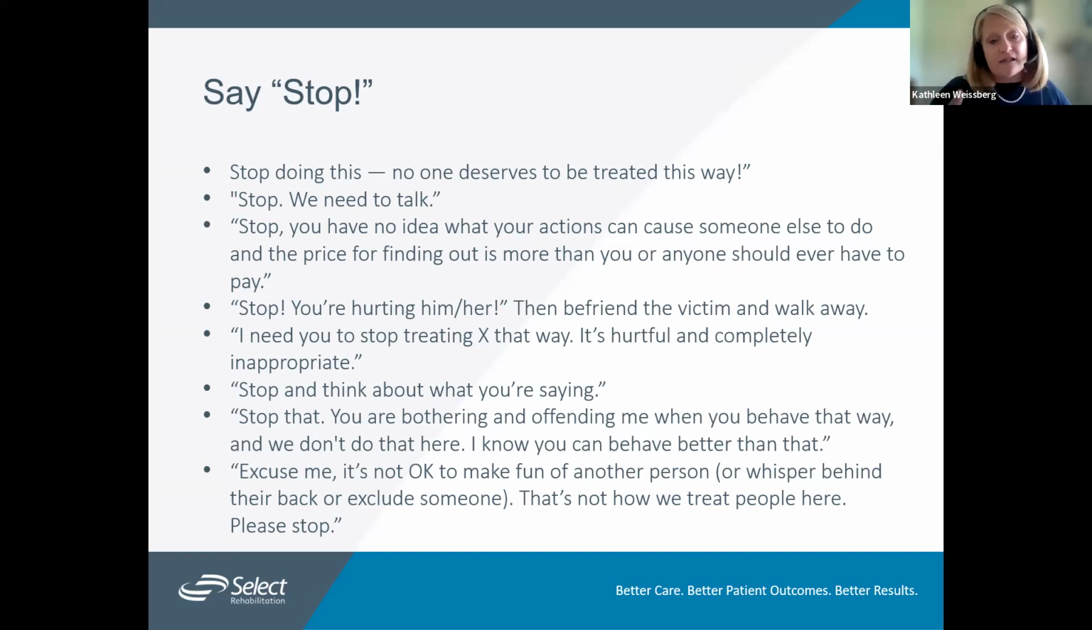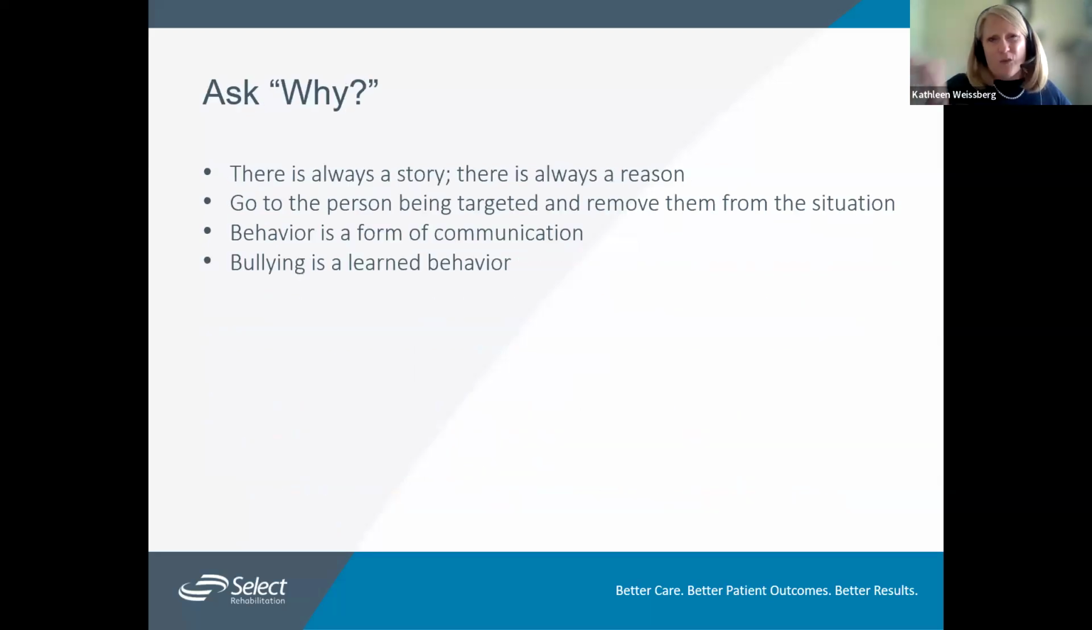What we want to do again when we say stop is address the behavior, what you see, and then emphasize the damage that it is causing your entire climate, not just the victim, but everyone around them. So stop. We need to talk. I need you to stop treating so and so that way. It's hurtful, it's inappropriate, it violates our community standards. Stop that. You're bothering so and so, you're offending so and so. Okay, wait a second. It is not okay to make fun of another person, whatever it is that we say. So we say stop very simply, very clearly, very directly. We already touched on this, asking the why.